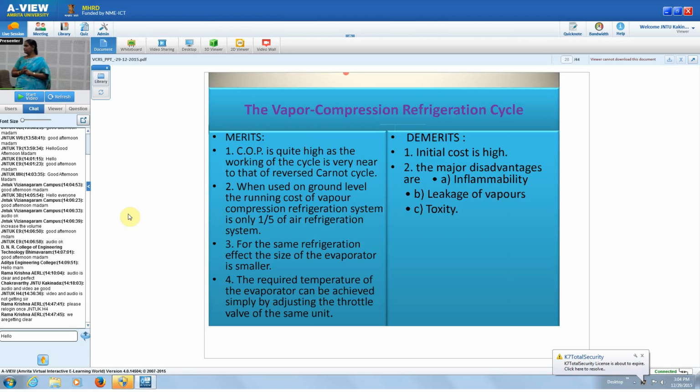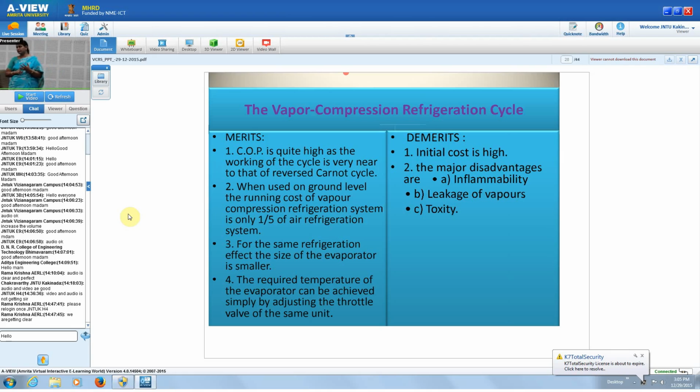Then why is vapor compression refrigeration preferred compared with air refrigeration or the vapor absorption system? Because it has a number of advantages. Let us see the various advantages of the vapor refrigeration system. COP is quite high, as the working of the cycle is very near to that of the reversed Carnot cycle. We have already seen that the COP of vapor compression refrigeration is higher. Why? Because the refrigerant changes its state, so it can be converted from liquid to vapor or from vapor to liquid.